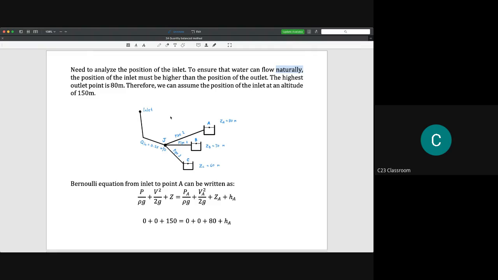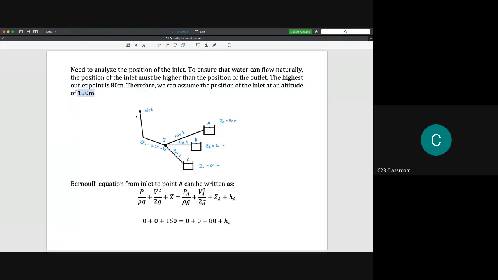Okay, so for this situation, we assume that the elevation, the altitude for the inlet is equal to 150 meters. This is the first assumption. You may use your own assumption, might be 180, might be 200, or might be 100 meters. It's okay. I will show you the calculation whether you need to do a second iteration or not after this. Let's say it is 150 meters. So what we can do is write three different Bernoulli equations.